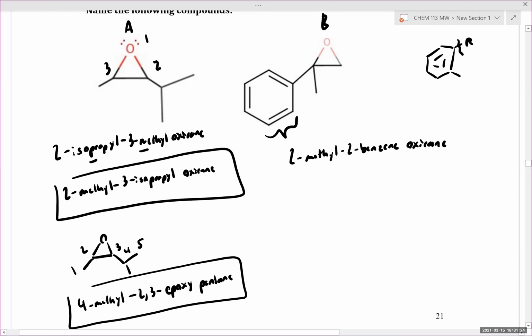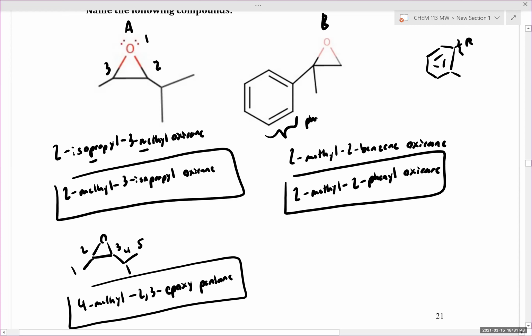What do we call just a typical, in isolation, this would be a benzene ring. We call this a phenyl group. So it would be 2-methyl-2-phenyl oxirane. So this group is known as a phenyl group. Yeah, exactly right.